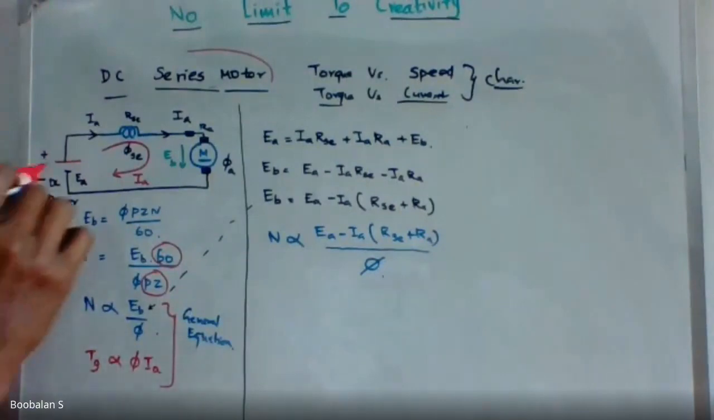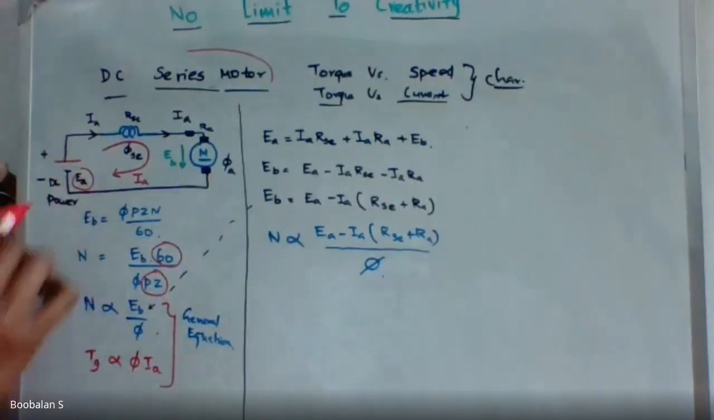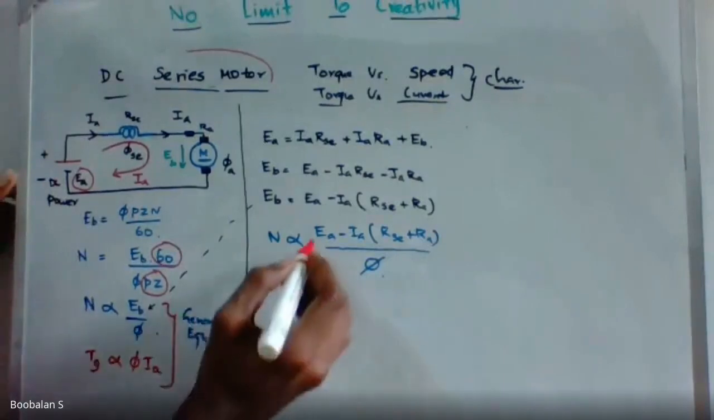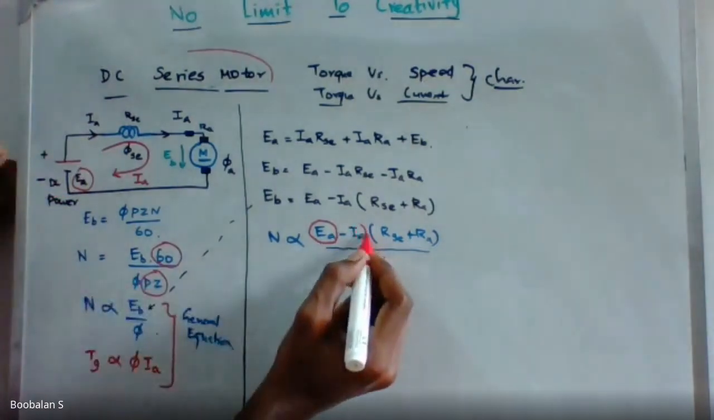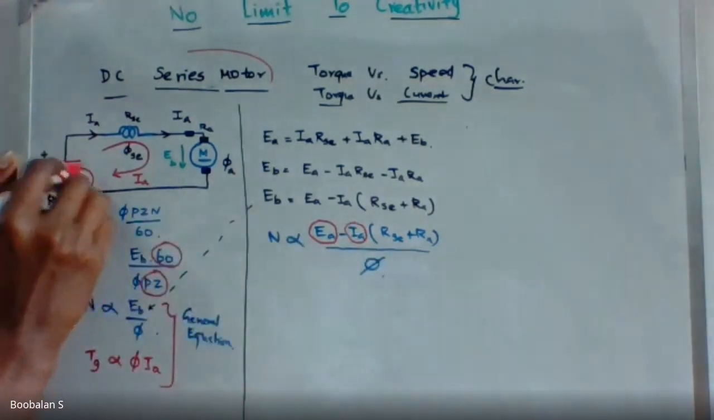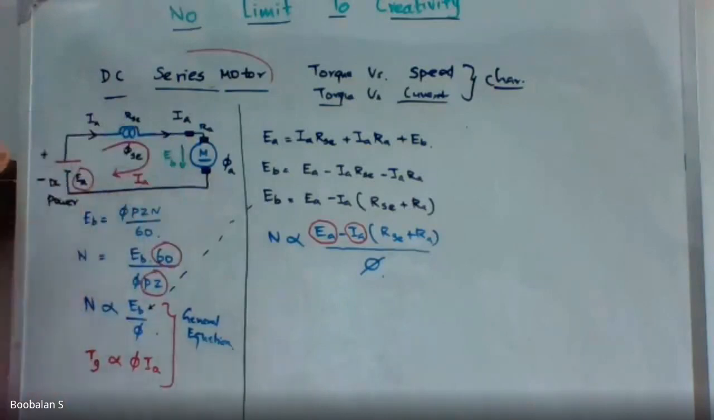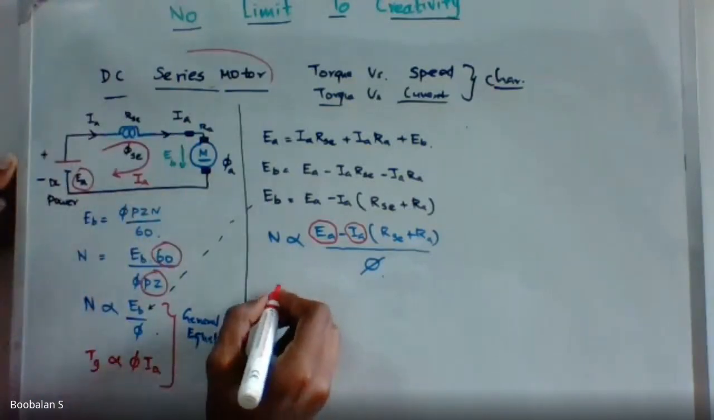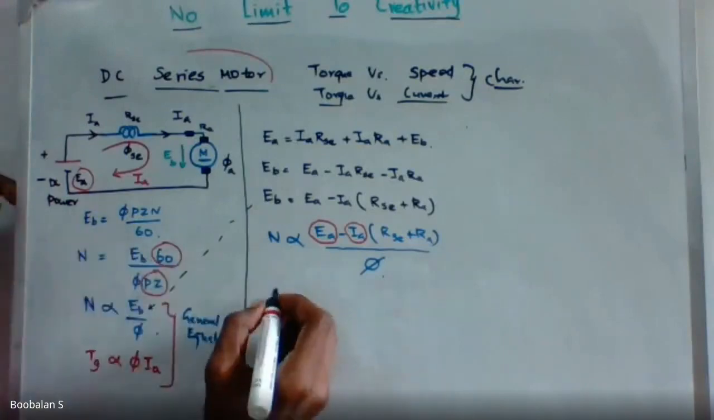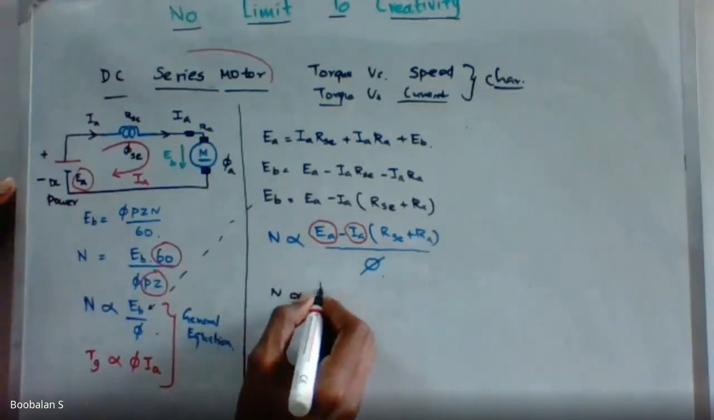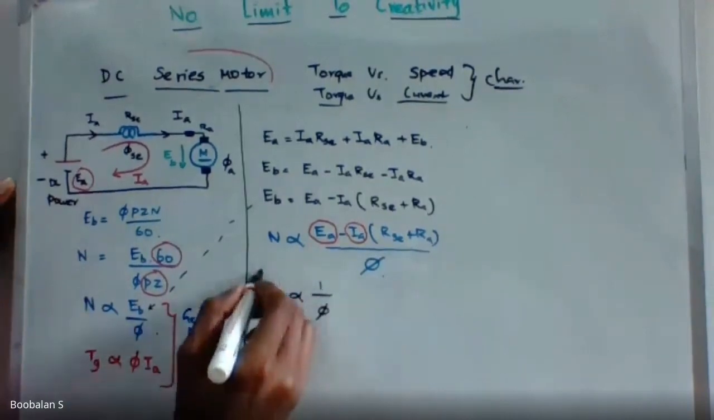Now the input power supply is constant. For example, in my case I'm going to apply a constant voltage. The flow of current inside the circuit depends upon my input voltage, so it will also be constant because I'm applying a constant voltage. Remaining, the entire equation now is n directly proportional to 1 by phi. So this is the final equation.